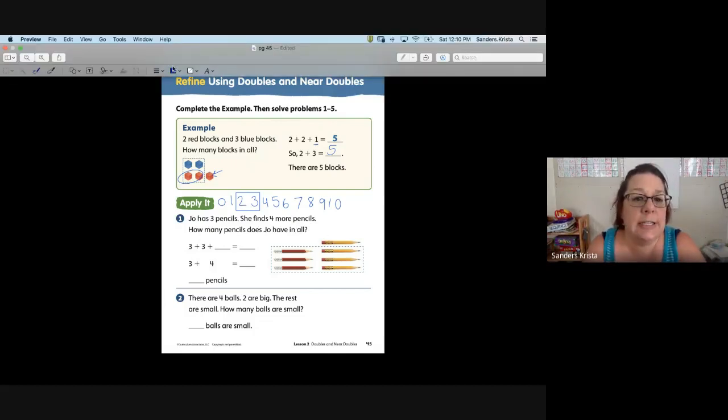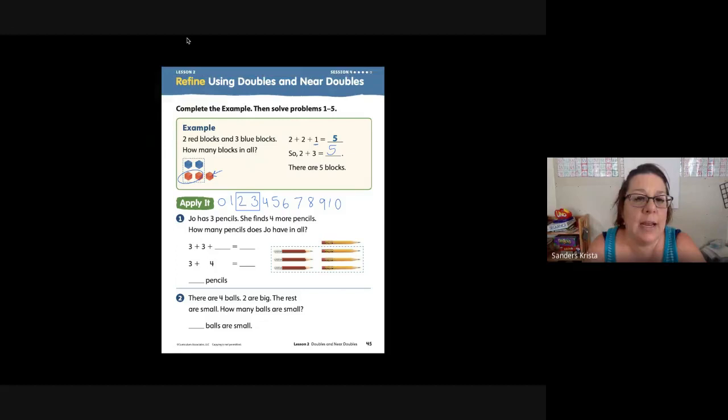I'm going to grab a different color. I like using red and blue because they are darker colors to see. But when we're looking at the number 3 and 4, we can see that 3 and 4 are also neighbor numbers. They are near numbers on the number line, right? They're right next to each other. So I can see that I can add 3 twice, right?